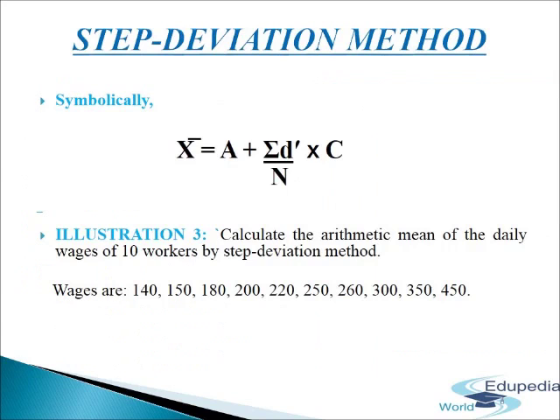Next, we come to step deviation method. This method simplifies the shortcut method. The calculation can be further simplified by dividing all the deviations taken from the assumed mean by a common factor, which is c. Symbolically, it will be represented as the letter x with a dash above it equals a plus sigma d dash by n multiplied by c. Let us understand with the help of the following illustration. We have to calculate the arithmetic mean of the daily wages of 10 workers by step deviation method.